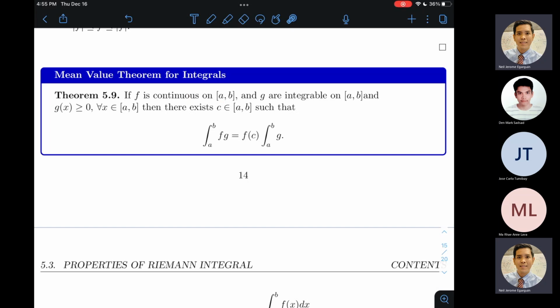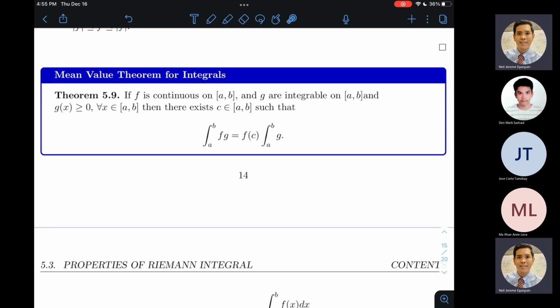so ibig sabihin alam natin na siya ay, di pala natin alam kung siya ay bounded, no? So hindi ko masabi kung siya ay integrable or not. But actually, the integrability of f is not required here. So, yeah, sufficient na si f ay continuous. Tapos si g dapat ay integrable on the closed interval AB. And that g of x is greater than or equal to 0 for all x in the closed interval AB.